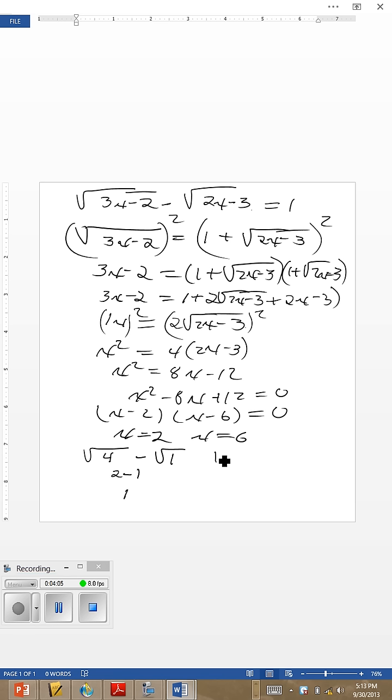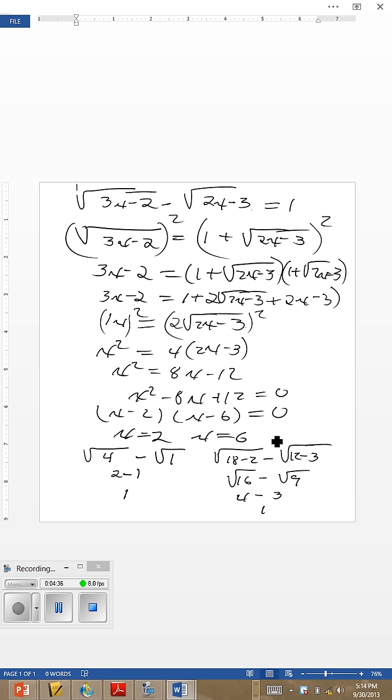Okay, throwing that in, we get 18 minus 2, which defaults to 16, which defaults to 4, minus, throwing in the 6 again, 12 minus 3 is 9. Okay, so we've got 4 minus 3. And it looks like that's a valid solution as well. Okay, let me just double check that.